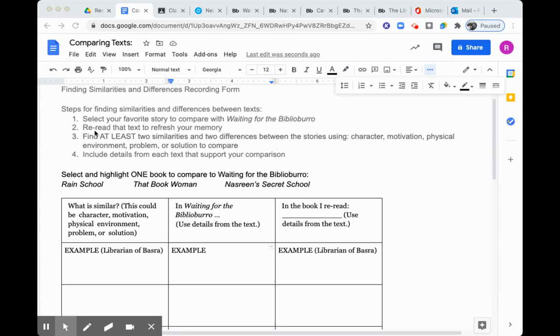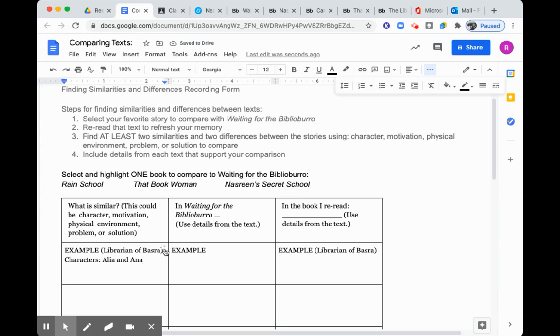Okay. Step two, reread the text to refresh your memory. I've already done that. I've reread The Librarian of Basra and I reread Waiting for the Biblioburro. As I was rereading The Librarian of Basra, I was thinking about some similarities between the two books. And the first one that I picked was a similarity between the main characters. So I'm going to put characters and I'm going to say Alia from The Librarian of Basra and Anna.